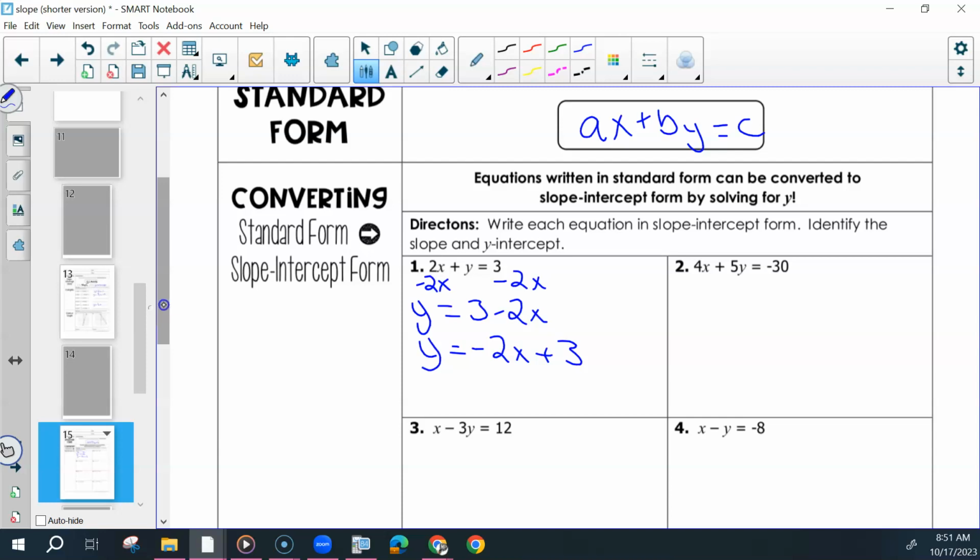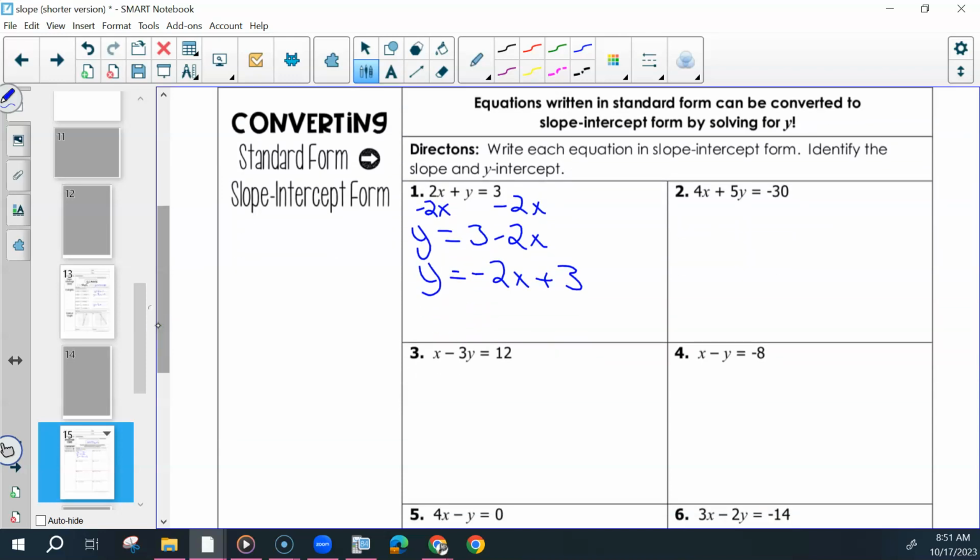Okay. For number 2, what would be our first step? Subtract the 4x, the entire term. This will most likely be the first step for almost all of these. Get rid of the x term by adding or subtracting. Now, in this one, I'm going to go ahead and switch the order of these so I don't have to do it later. So put negative 4x and then minus 30. Whether you do that now or later does not matter. You just have to do it eventually.